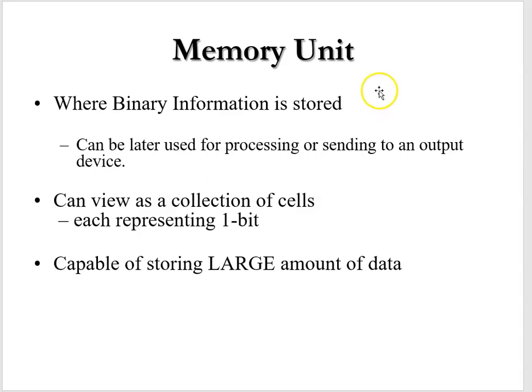We can view a memory unit as a collection of memory cells, each capable of storing one bit of binary information, either a 0 or a 1. And it's capable of storing a large amount of data. What we've looked at so far are flip-flops or registers for storing binary information. It's similar to that. Each cell is analogous to a flip-flop, each word perhaps analogous to a register.